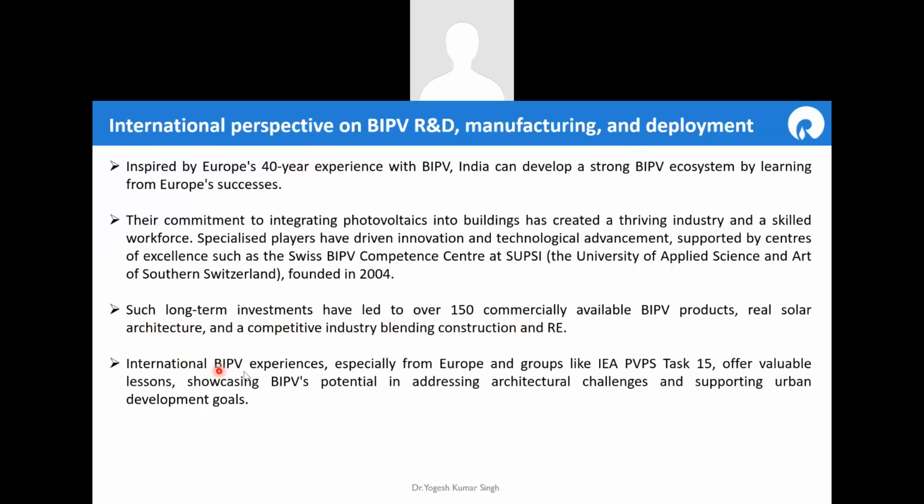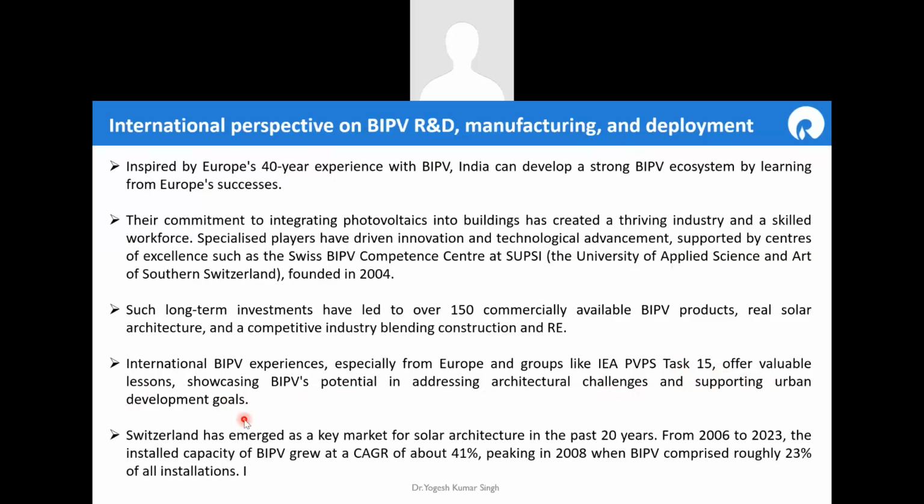Apart from that, in the international BIPV experience, they have made a task group, the Task 15 group, and with the help of that, they have also studied different types of challenges, architecture, and the support of the urban development goals of the system. So these are the initiatives we will discuss.